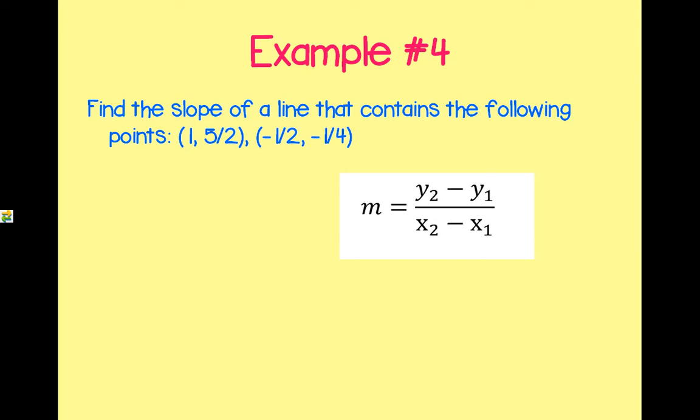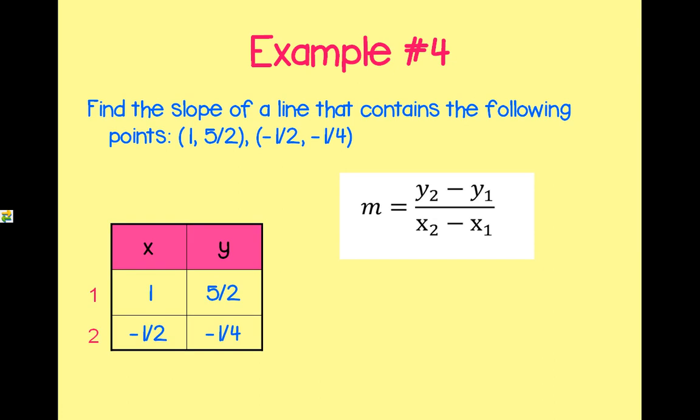So to be consistent, I like to put my points in a table. So here's my first point. Here's my second. I've got my x1 here, my x2, my y1, my y2. Okay, so now all you do is plug in the formula. The m stands for slope, so our slope is going to be equal to y2 minus y1, divided by x2 minus x1.